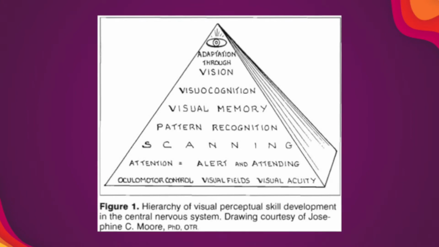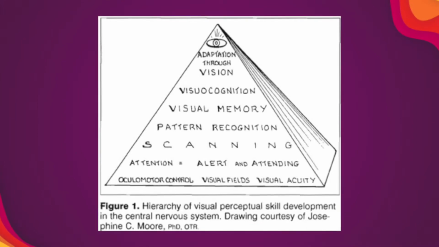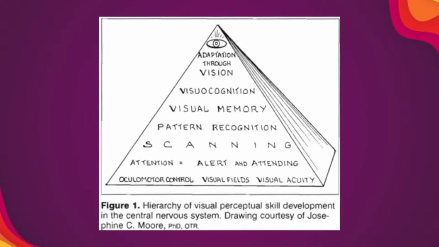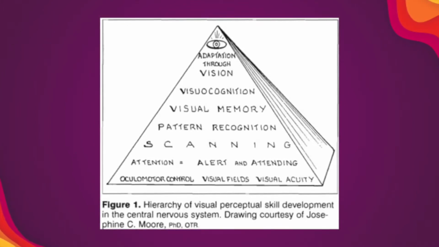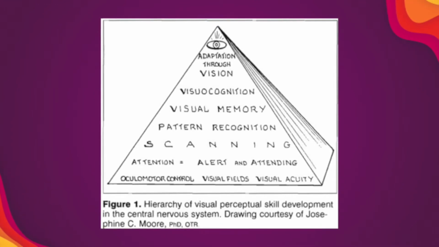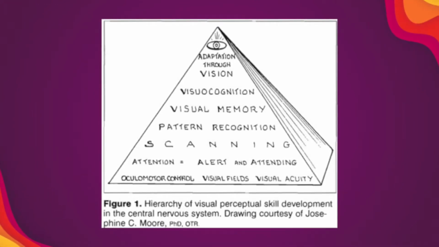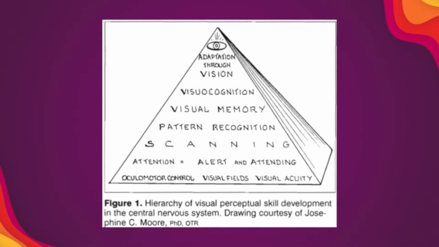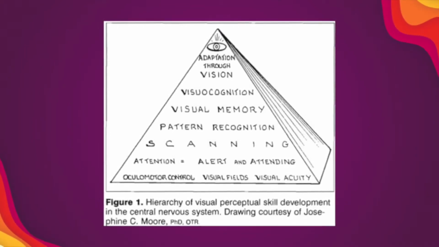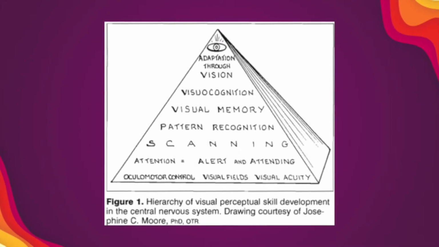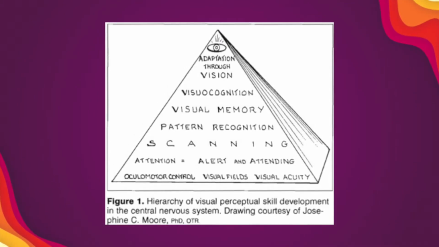Here's a picture of the hierarchy of visual perceptual skill development in the central nervous system. This picture is from a research article by Mary Warren, 1993, and although it's an older article, it's still relevant today. In the article, she talks all about the hierarchy of visual perception and how it's similar to many other developmental models, as it involves many visual skill levels that build on top of one another. And you need visual scanning to be efficient prior to gaining pattern recognition.